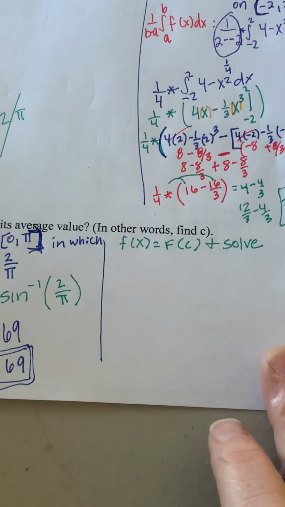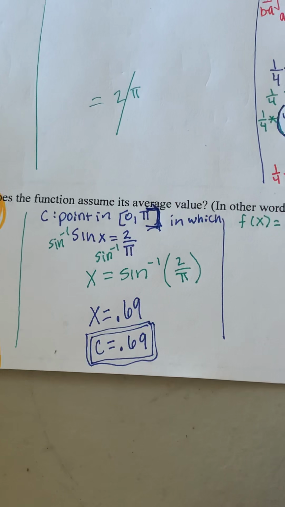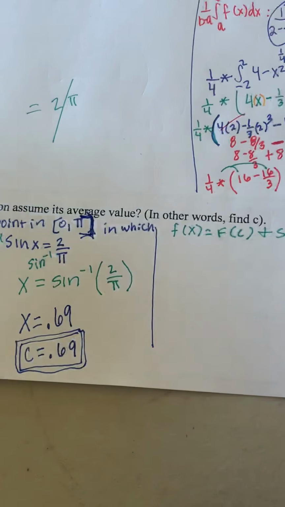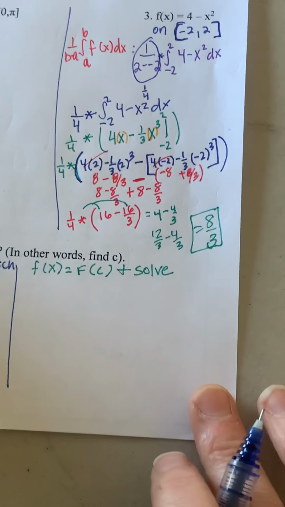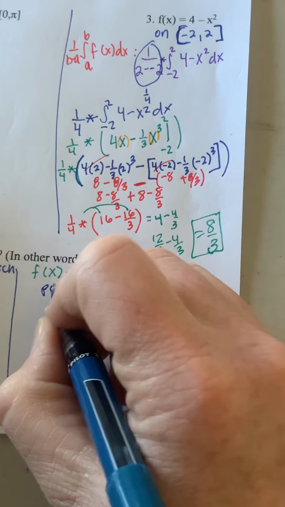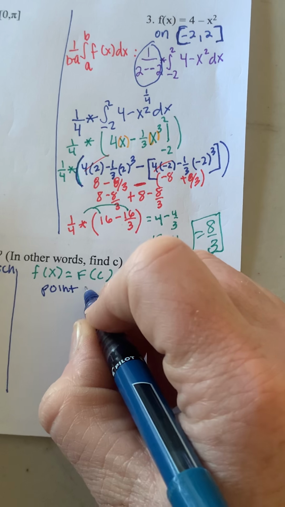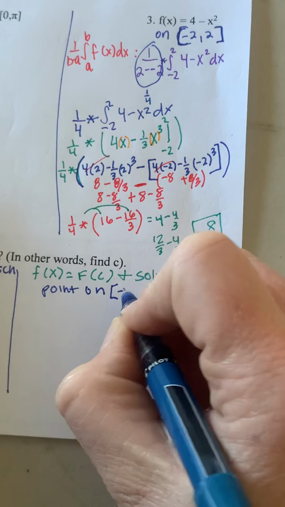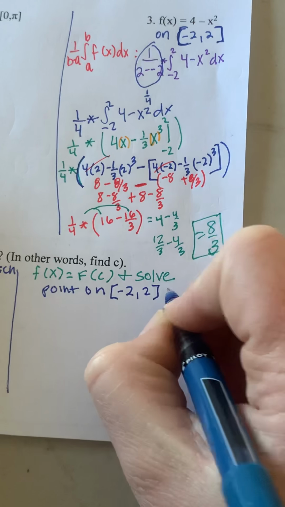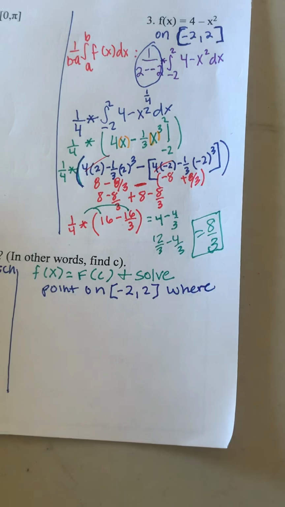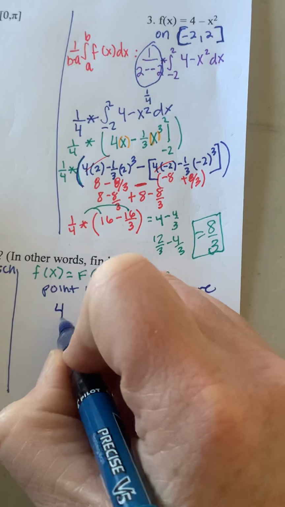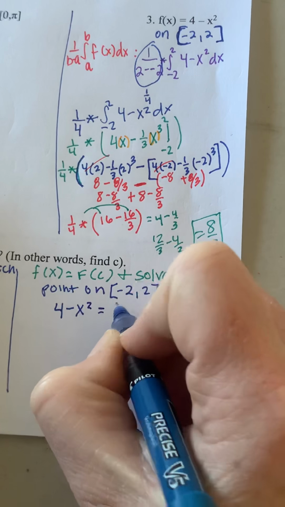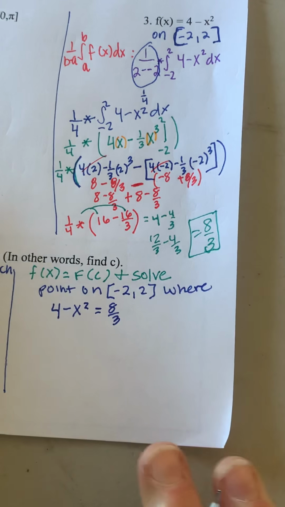Okay, so if you think you got the third one, try that on your own and pause the video. If not, you can just watch. So we want the point on negative 2 to 2, where 4 minus x squared equals 8/3.